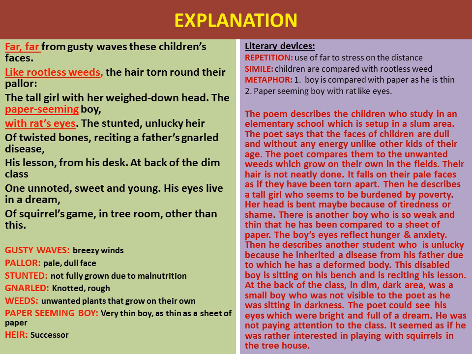Then he describes another student who is unlucky because he inherited a disease from his father, due to which he has a deformed body. This disabled boy is sitting on his bench and is reciting his lesson from there only. At the back of the class, there is another boy in a dim dark area. He is a small looking boy. He is not visible to the poet as he was sitting in darkness. The poet could see his eyes, which were bright and full of a dream. He was not paying attention to the class. It seemed as if he was rather interested in playing with the squirrels in the tree house.